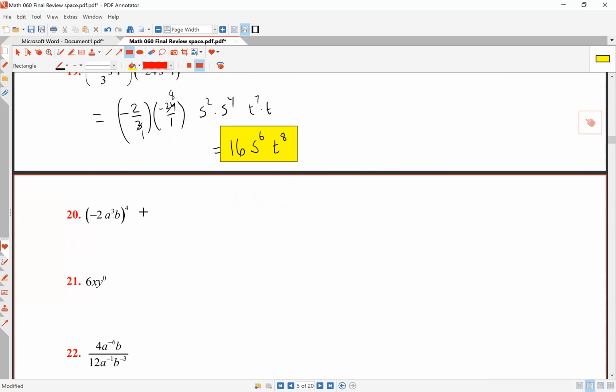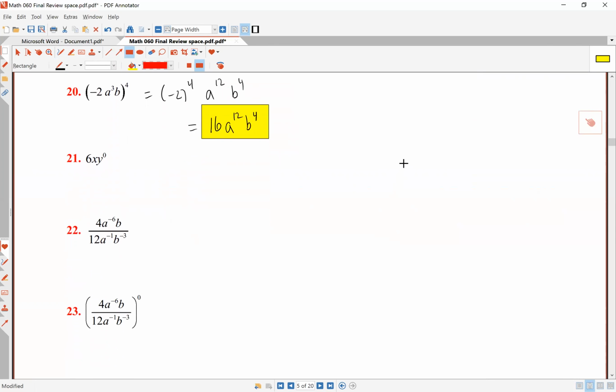Number 20, we take negative 2 to the 4th power. A cubed to the 4th power is a to the 12, and b to the 4th. Negative 2 to the 4th is 16. Six x y to the 0: well, the 6x is by itself. The y is to the 0, and that's 1. So we're just left with 6x.